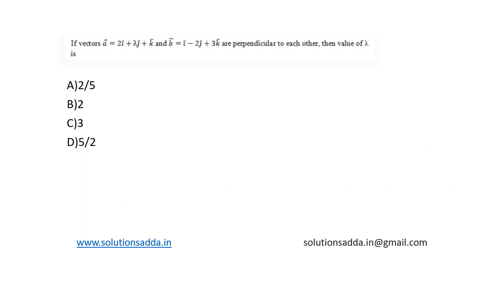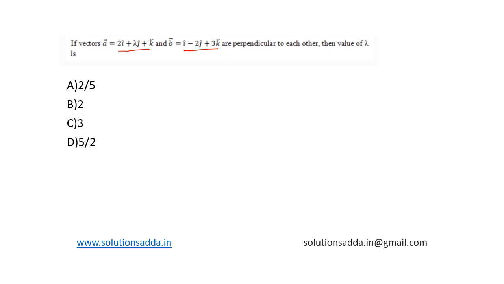This is a question from engineering mathematics. We are given two vectors. Vector A is equal to 2i plus lambda j plus k, and B equal to i minus 2j plus 3k, and they are perpendicular to each other. We are asked to find out the value of lambda. Since the two vectors are perpendicular to each other, the dot product is 0. So let's calculate the value of lambda.